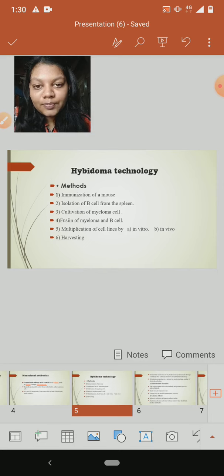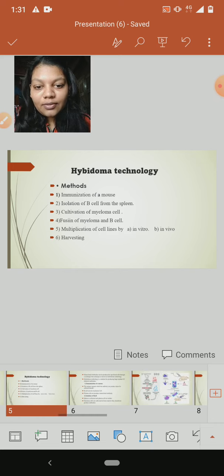The next point is hybridoma technology. There are 5 to 6 steps in hybridoma technology. First is immunization of a cell, second is isolation of B cells from the spleen, third is cultivation of myeloma cells, fourth is fusion of myeloma cells and B cells, fifth is multiplication of cells by in vitro and in vivo methods, and sixth and last is harvesting.